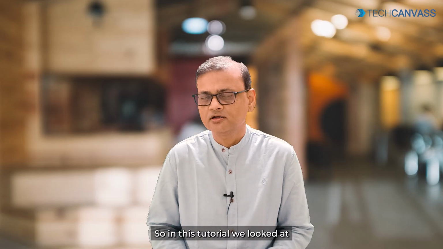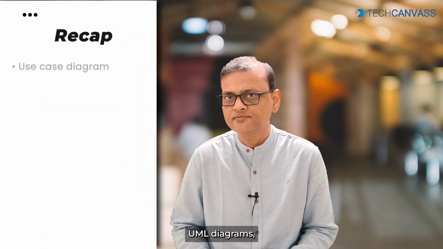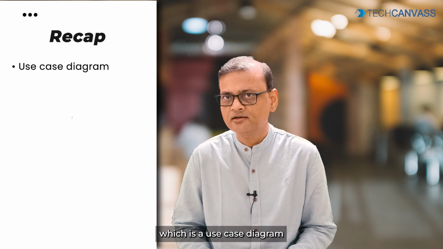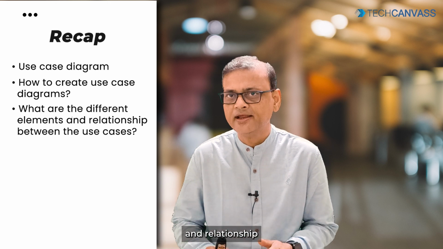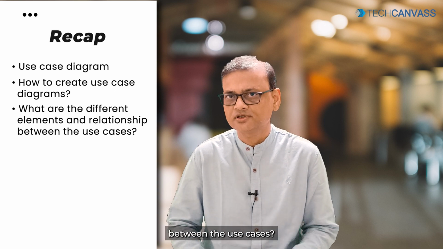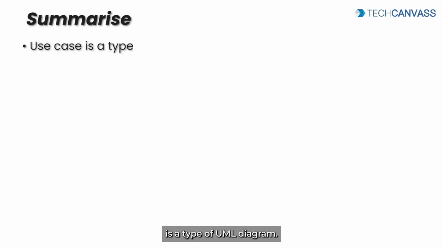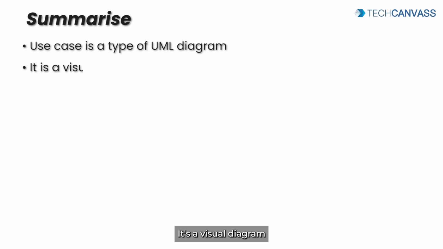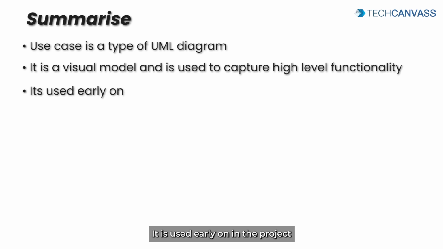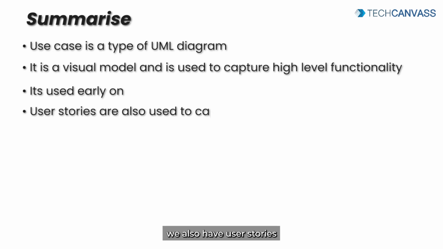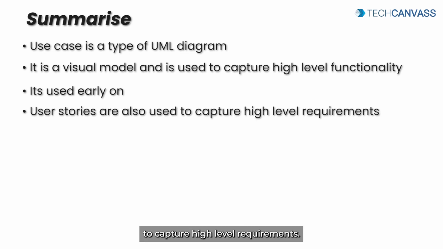So, in this tutorial, we looked at UML diagrams, which is a use case diagram, and how to create it, what are the different elements and relationship between the use cases. Just to summarize before we end, use case is a type of UML diagram, it is a visual diagram and it is used to capture high level functionality. It is used early on in the project, and similar to use cases, we also have user stories which are also used to capture high level requirements.